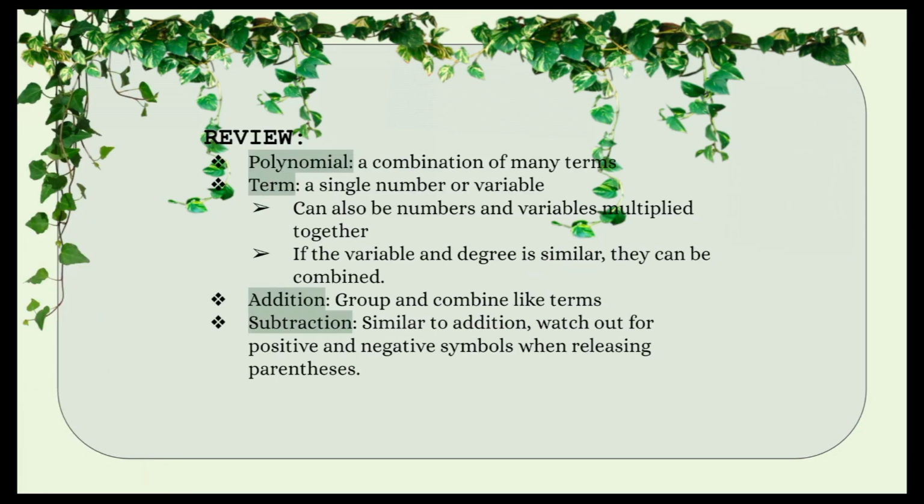Let's review what we've learned. A polynomial is a combination of many terms. You can remember this by thinking about the Greek statues we saw throughout the video. The Greeks were polytheistic, or worshipped many gods. A term is a singular number or variable. If the variable and degree are similar, they can be combined. For example, 4x plus 8x is 12x because you add the coefficients.